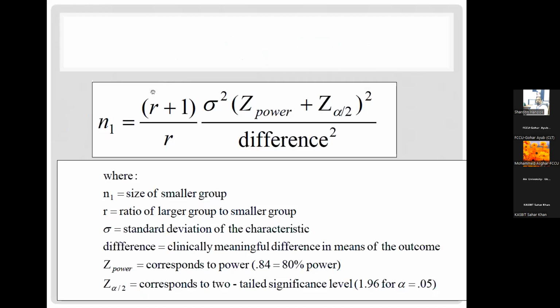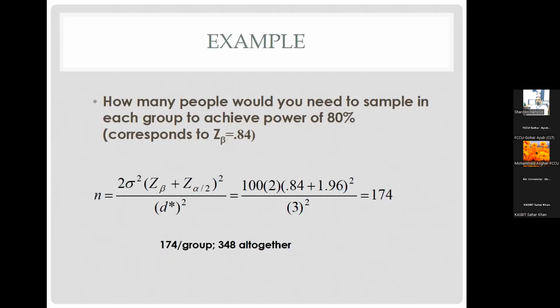another example where you set a ratio. Generally, we keep the ratio of sample size to be equal. If we have 2 groups, then we keep R equal to 1. But if we want to change the ratio, you put the ratio here. But this is sample size, this is variance, Z power, Z alpha by 2, and difference. It's just another formula to calculate the sample size when you have different ratios of your data.